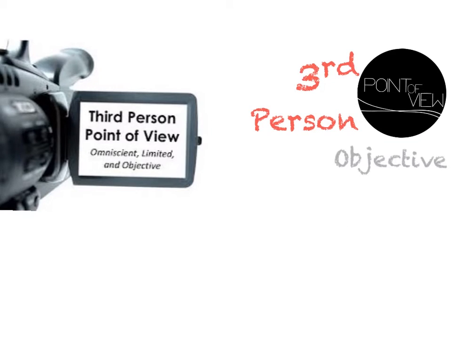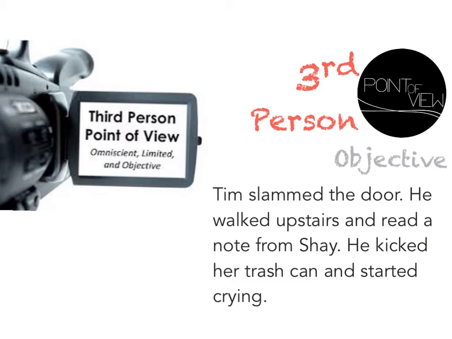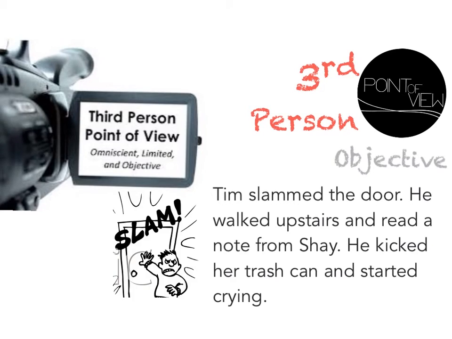And with third-person objective, the narrator does not reveal any character's thoughts or feelings. Only characters' dialogue and actions are narrated. In the example, Tim slammed the door. He walked upstairs and read a note from Shay. He kicked her trash can and started crying. We're not told directly how either party is feeling. We're left to make that judgment call on our own based on the characters' actions.